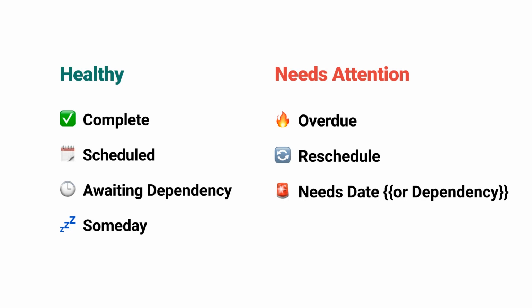And these criteria are hierarchical. So for example, a completed non-recurring task will ignore a due date. Its status will be complete rather than scheduled or overdue. And a task whose dependency is an uncompleted someday task will inherit that someday status.